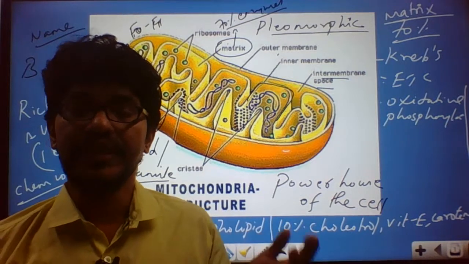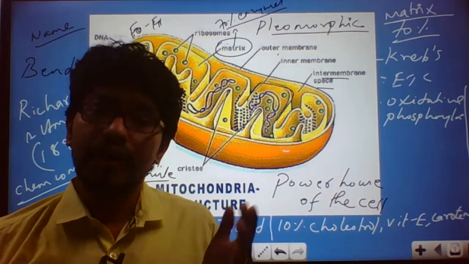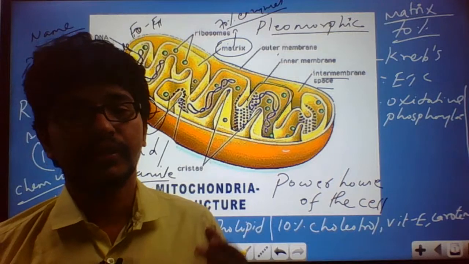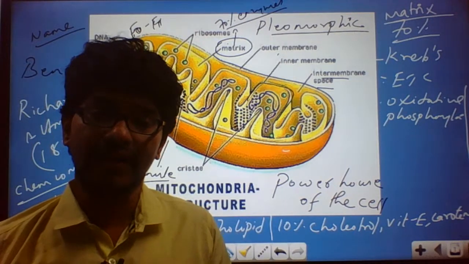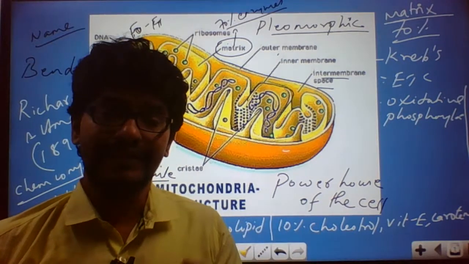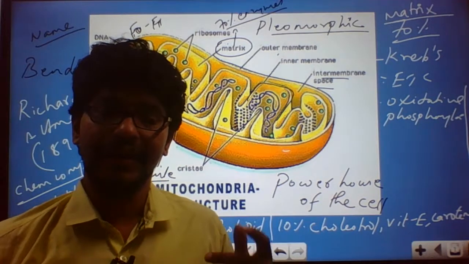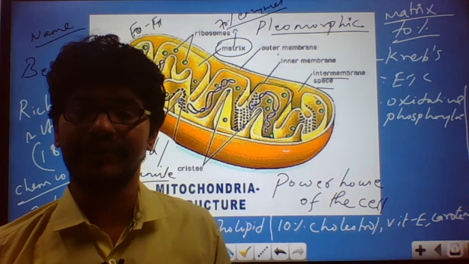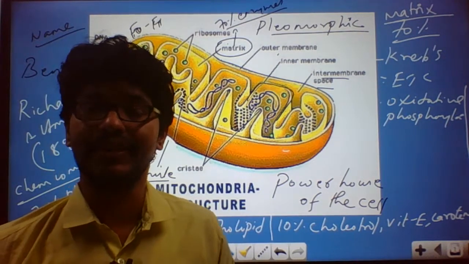What is replication? Conversion of parental DNA to daughter DNA. What is transcription? The DNA getting converted to RNA. What is translation? The coordinated effects of RNA, mRNA, and tRNA together produce a protein. This is called translation.